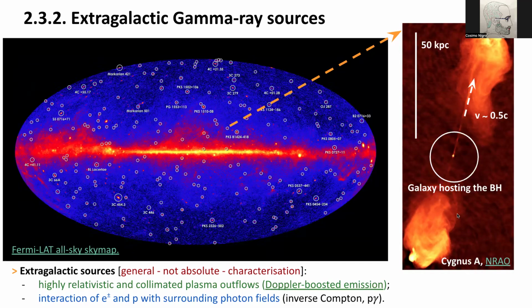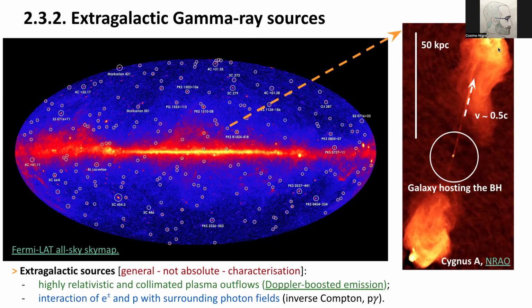Extragalactic gamma ray sources are much bigger than the galactic ones. They typically have the size of the galaxy. Some sources, like AGN with jets, are launching plasma to sizes that are much bigger than the entire galaxies hosting the active nucleus.